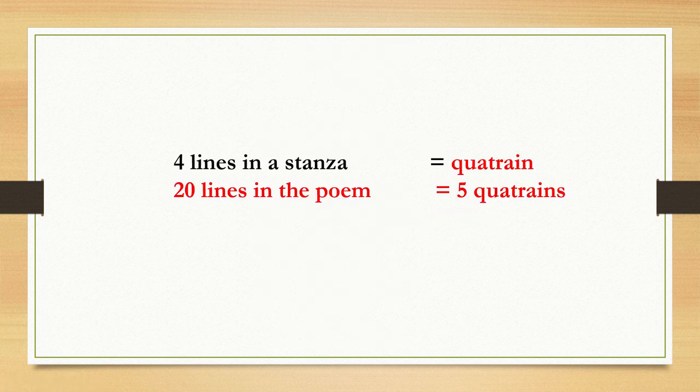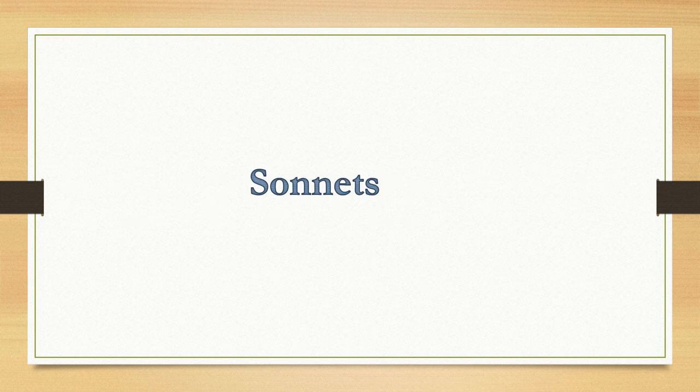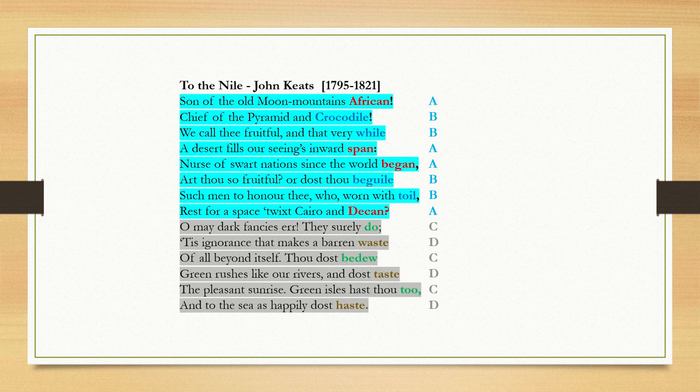Four lines in a stanza is called a quatrain. There are 20 lines in the poem, so there are five quatrains in our poem. The Bird Came Down the Walk: the rhyming scheme is A, B, C, D, D, E, F, E. Sonnets. This is a Petrarchan sonnet because this is the regular rhyming scheme of the Petrarchan sonnet: A, B, B, A.